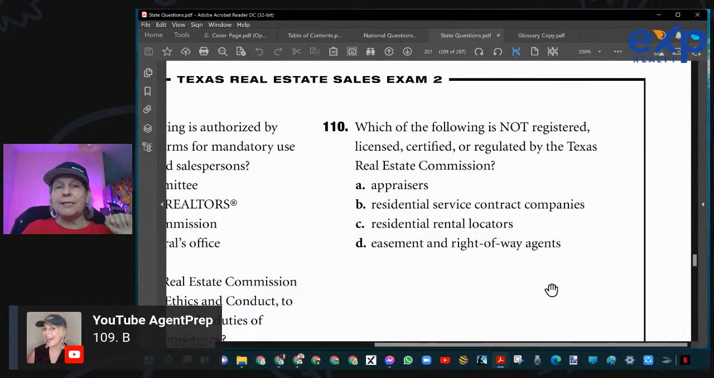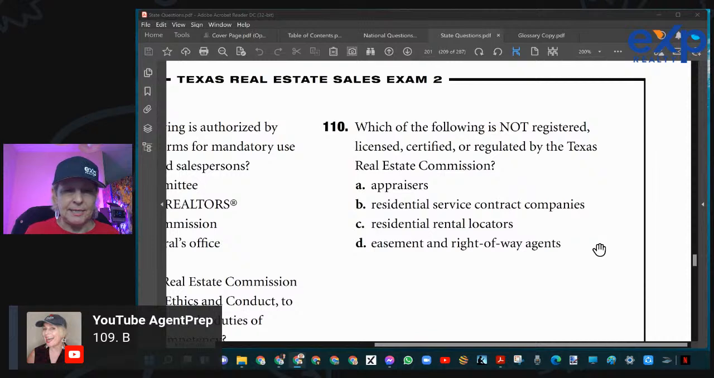All right. Last question of the day, 110. You can go and have some fun, take a break, because this has been a long hour and a half. So which of the following is not registered, licensed, certified, or regulated by the Texas Real Estate Commission? Okay. So remember, who does TREC license and who does TREC not license? Which of the following is not registered, licensed, certified, or regulated by the Texas Real Estate Commission, known as TREC? A, appraisers. B, residential service contract companies. C, residential rental locators. D, easement and right-of-way agents.